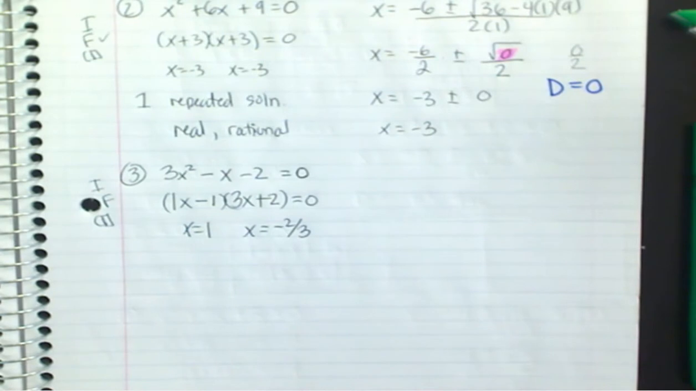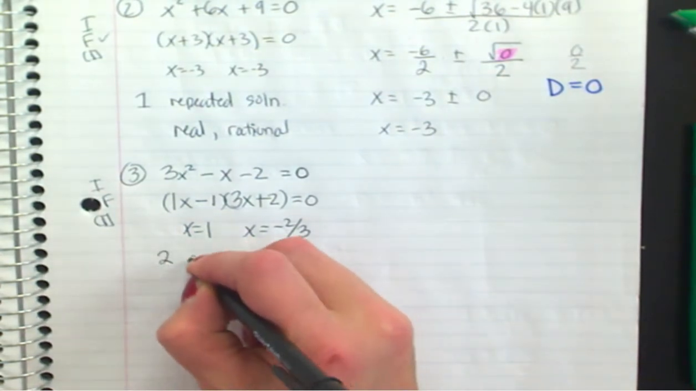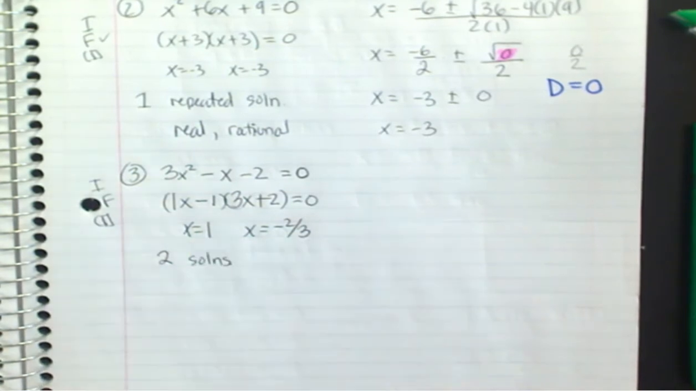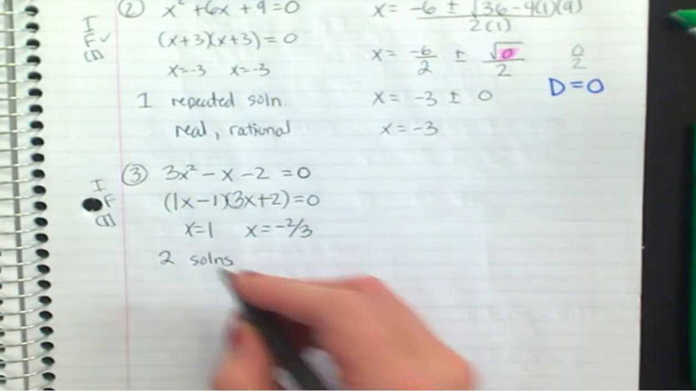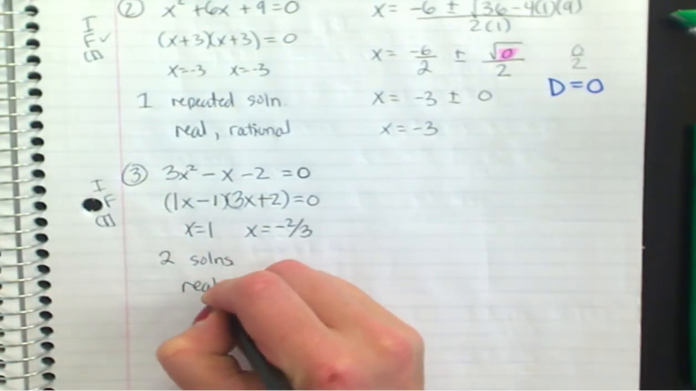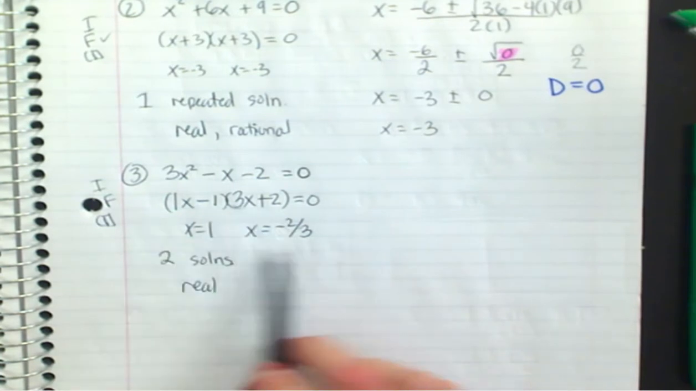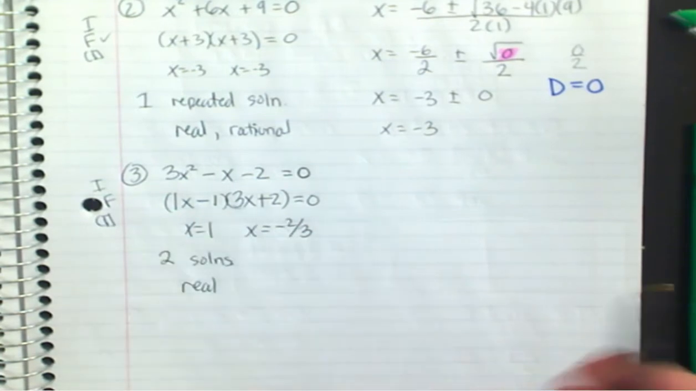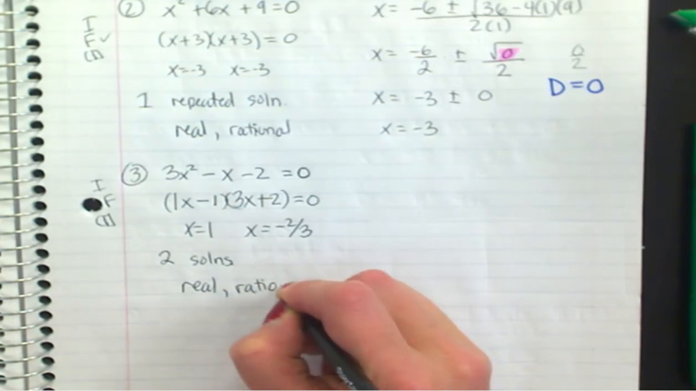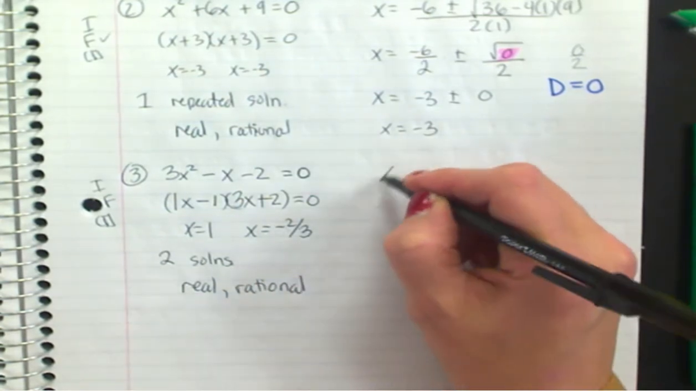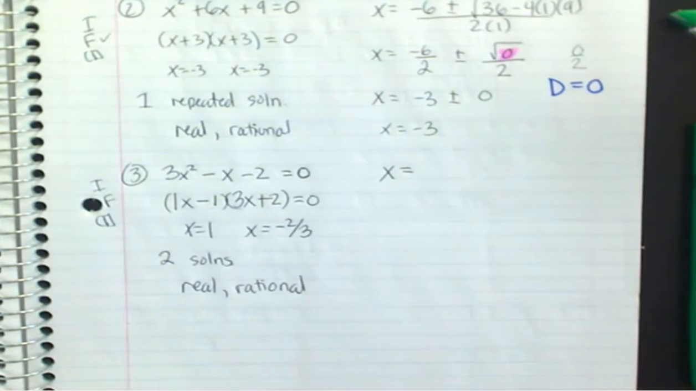Okay? There are two solutions. All right, I count two of them. Now we categorize them. I don't see any i's, so they are real. I don't see a radical. I see a ratio of integers, so they are rational. All right, let's do your quadratic formula, and let's figure out what our discriminant is and how that gives us these answers here.